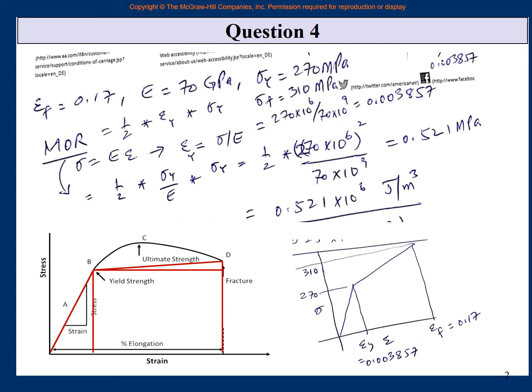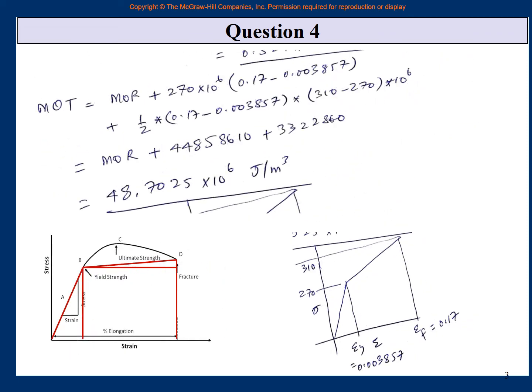And the second part you already know, that modulus of toughness is this triangle, which we have already found out, right? Plus this rectangle. So this rectangle is yield into this, right? So yield is this, and this is epsilon f minus epsilon y. Epsilon f is given, epsilon y you found out. So this is this rectangle.